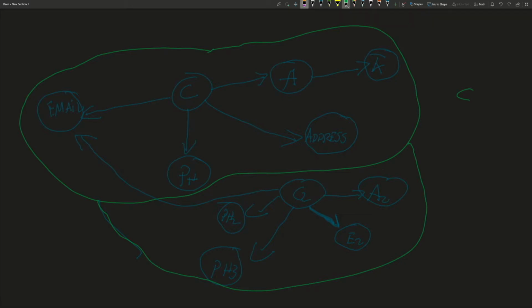But what if there's now another customer in our database again? And because color is so important, I'm going to call this customer 3, and because I'm running out of space, I'm going to say that they also have an email.